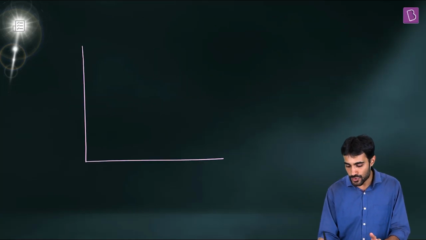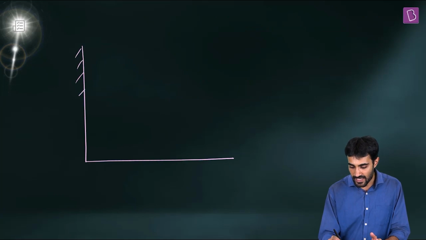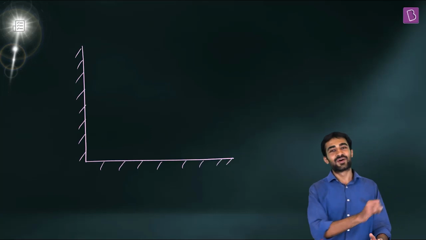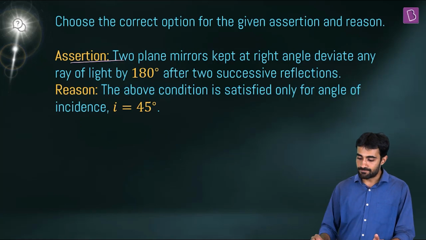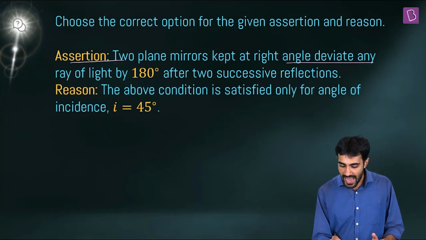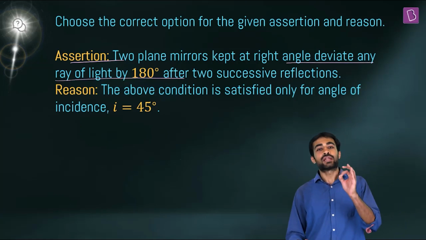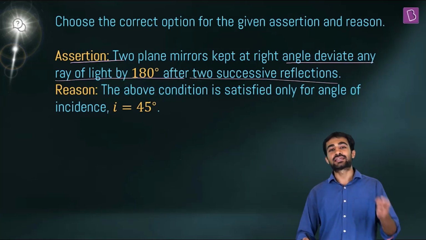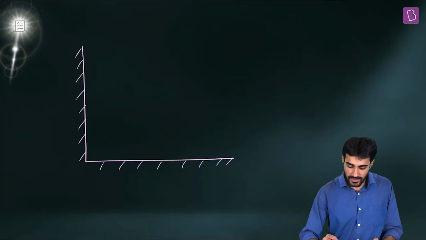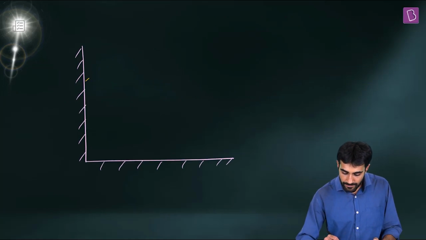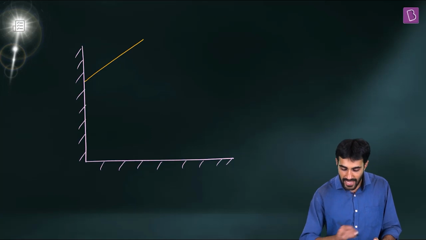Let me draw the two plane mirrors like this. So this is our plane mirror 1, and this is the plane mirror 2. Now, the statement said that they deviate any ray of light by 180 degrees after two successive reflections. So let's take a ray of light, and the ray of light touches the first mirror like this.